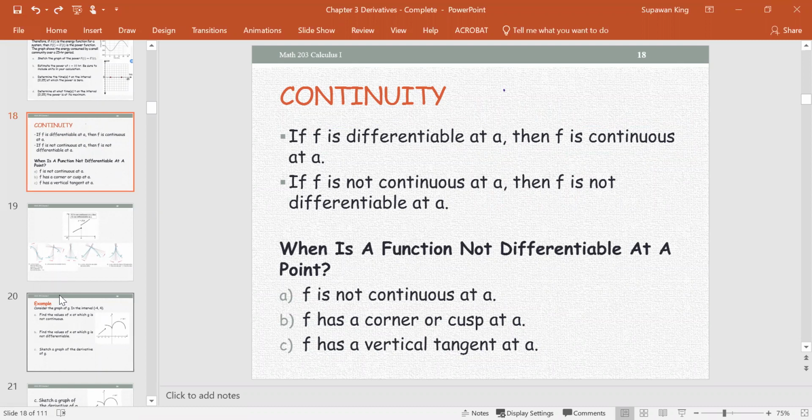Continuity. If f is differentiable at a, then f is continuous at a. Differentiable means you can find the derivative of the function at x equals a. F is continuous at a means you can find the function value, which is the same as the limit of the function as x approaches a, or the graph is smooth at x equals a.